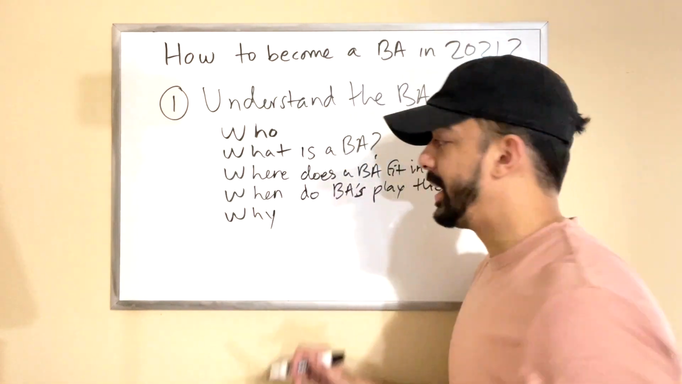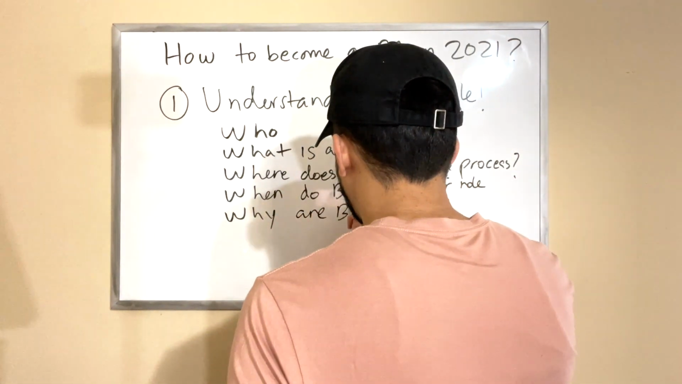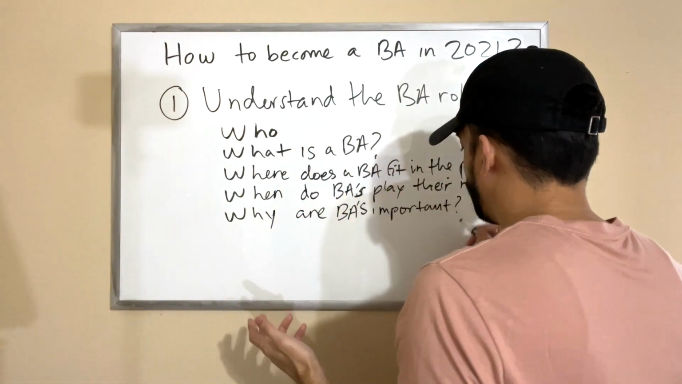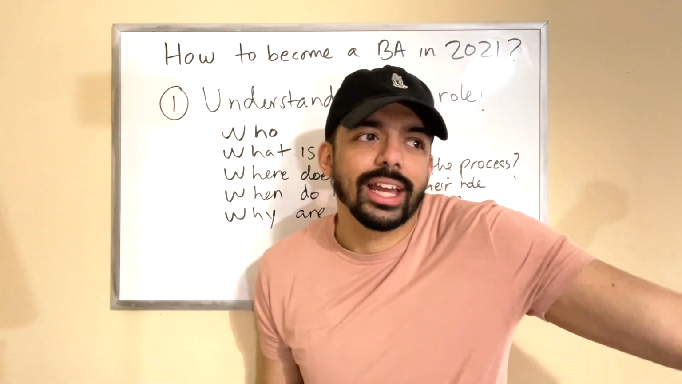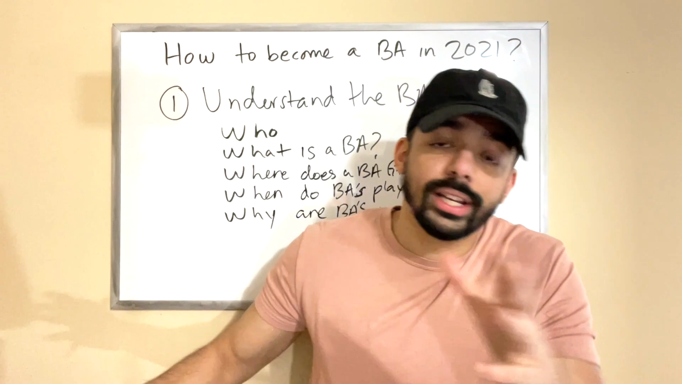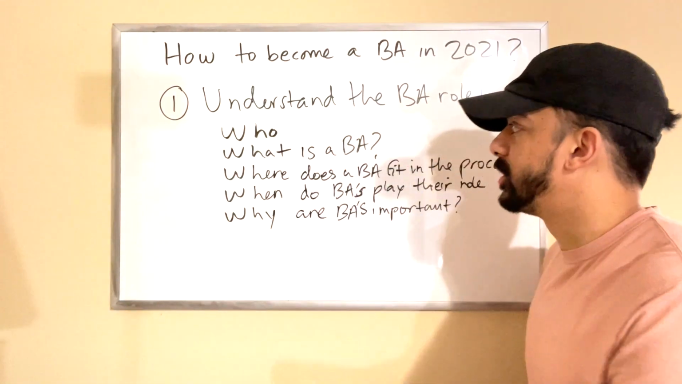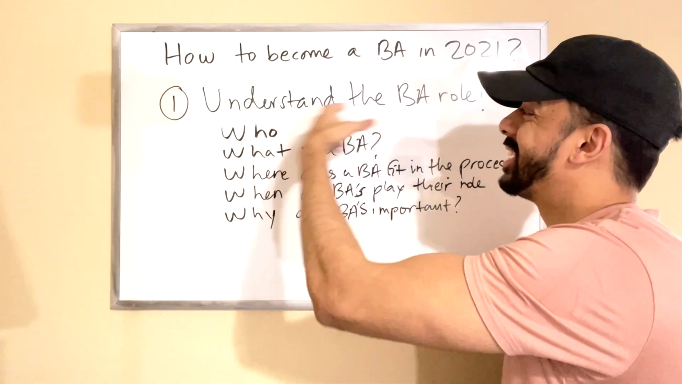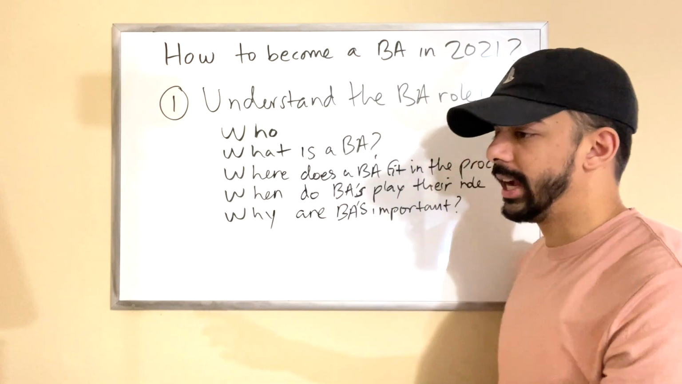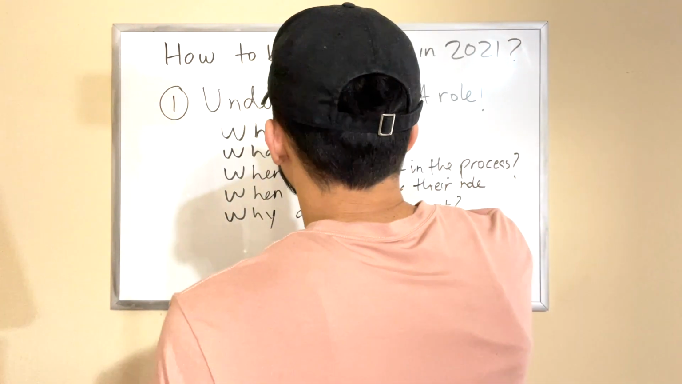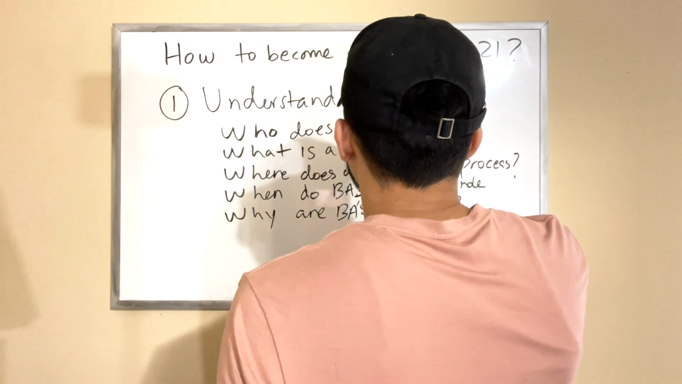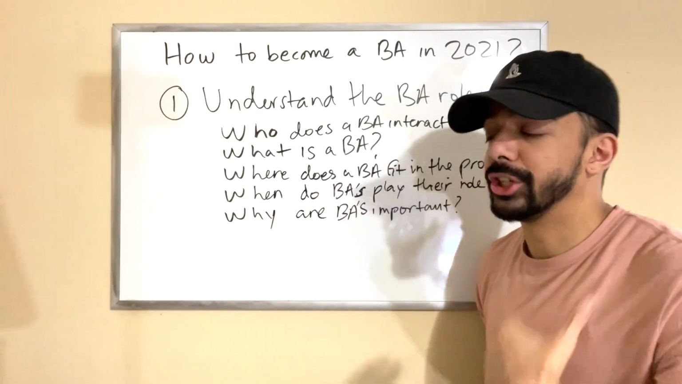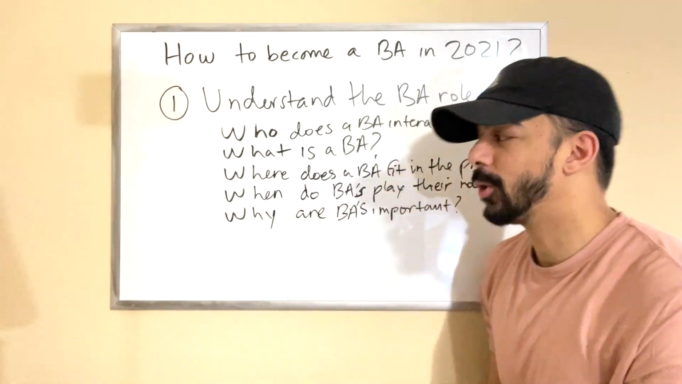Why are BAs important, right? You look at it and you're like, why do we even need BAs? Why can't the business stakeholders just tell the developers what to code, right? You can just ask yourself all these questions, but asking these questions is going to make you remember the role itself, understand the role itself on a higher level, okay? And then finally, who does a BA interact with, right? Project managers, quality analysts, developers, business stakeholders, like all of these different parties.